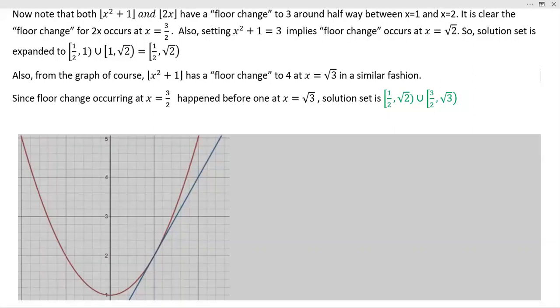Both of them represented functions, and we're able to reach the same kind of conclusions you would reach if you did things analytically. Hope you like the approach. Thanks.